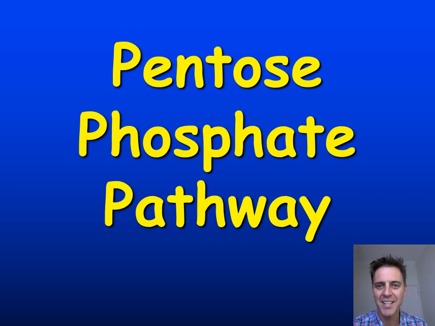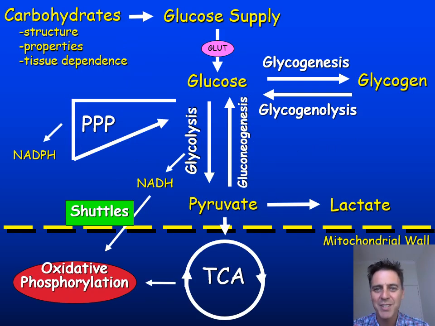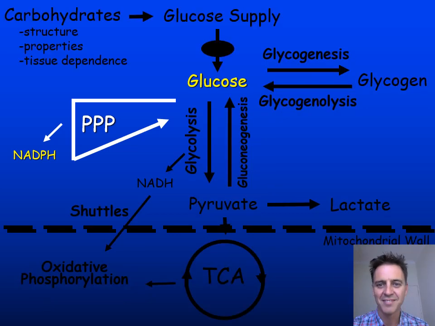The next step in our carbohydrate series is the pentose phosphate pathway. So returning back to our big picture of carbohydrate metabolism is the pentose phosphate pathway, which is this bit here off to the side of glycolysis.